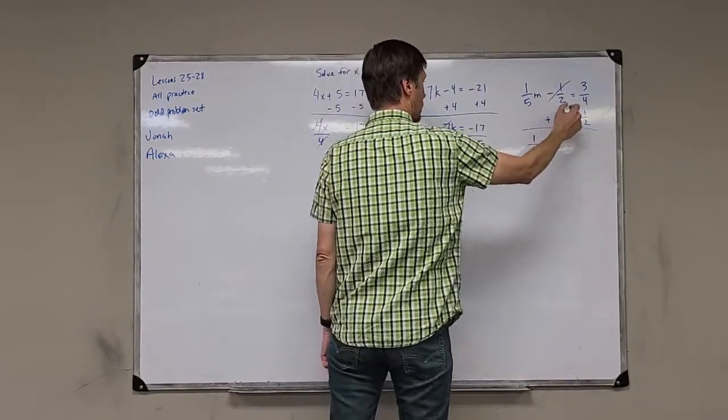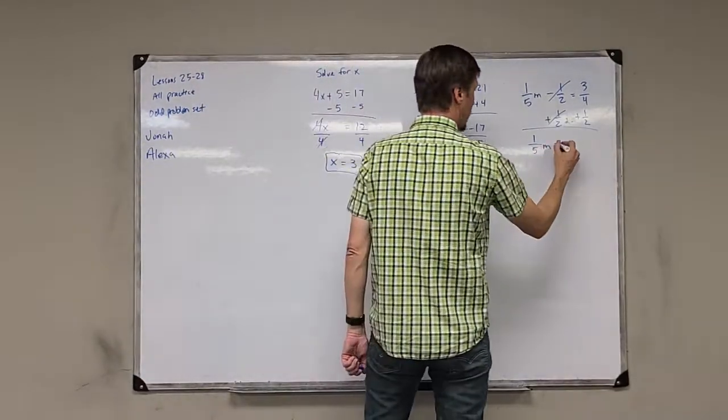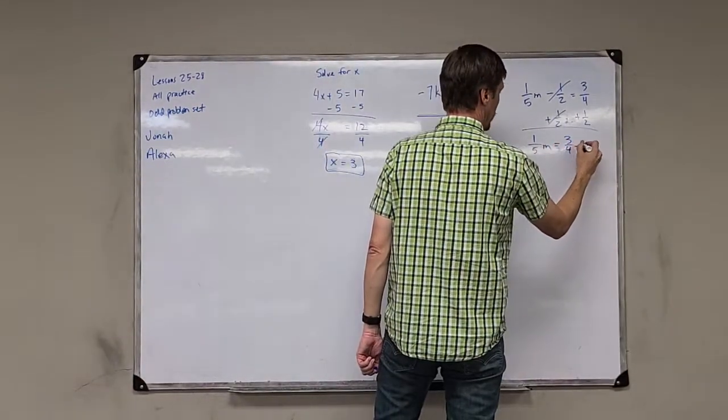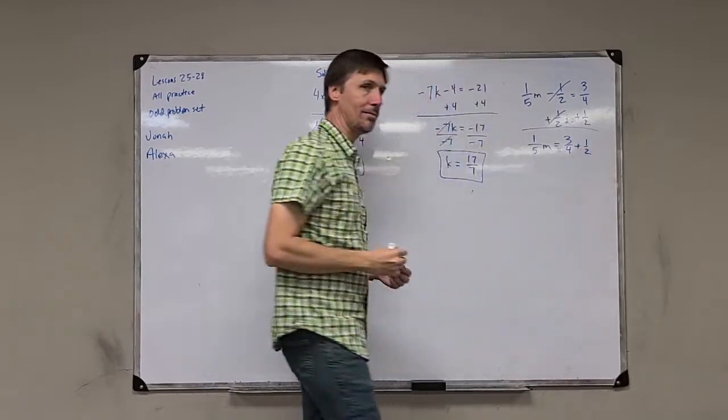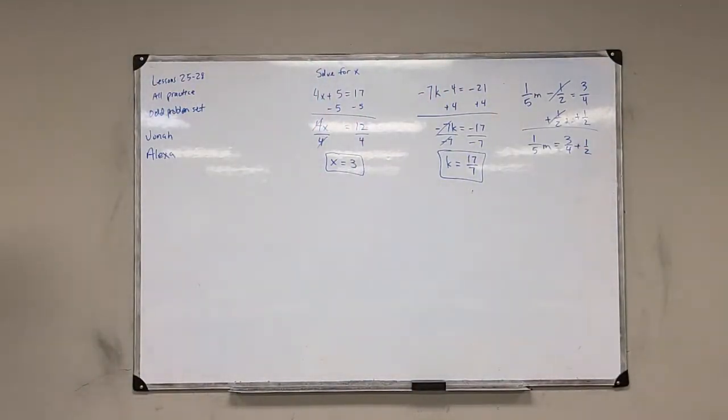These cancel out. And so on the other side, we have 3/4 plus 1/2. I'm going to write it out like that so we can make sure that we're clear on how we combine those together. But does everybody see how I got there? Does that make sense to everybody?